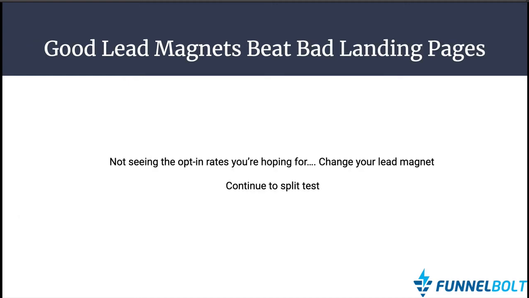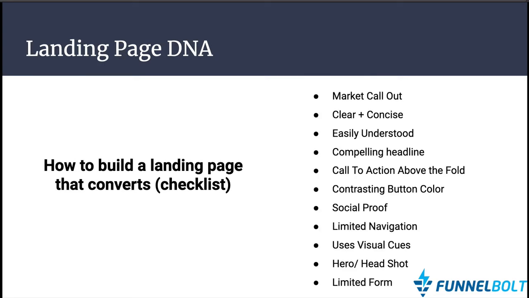So a good lead magnet will beat a bad landing page. So if you are not seeing the opt-in rates that you're hoping for, first change your lead magnet and continue to split test. This is something that we do all the time. Just because you arrive at a favorable opt-in rate doesn't mean that you're going to maintain a favorable opt-in rate as times change and the market changes. So it's very important to continue to split test your lead magnet. Once you feel like you've got a good lead magnet, then you can focus on your landing page.